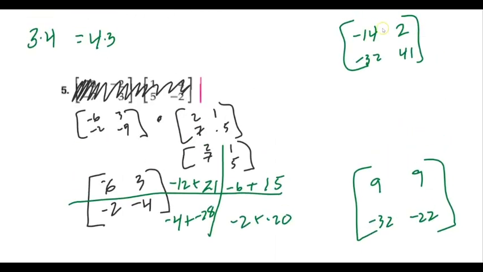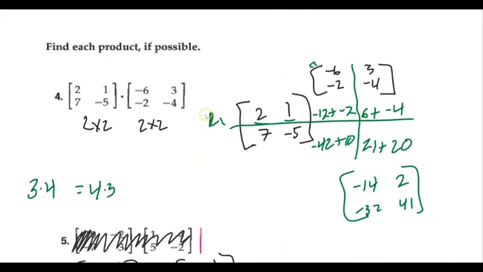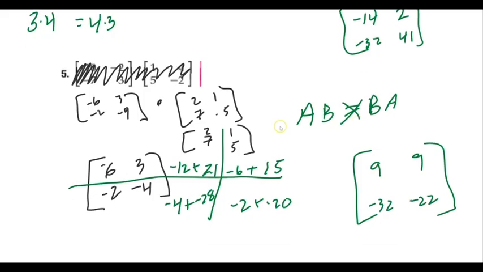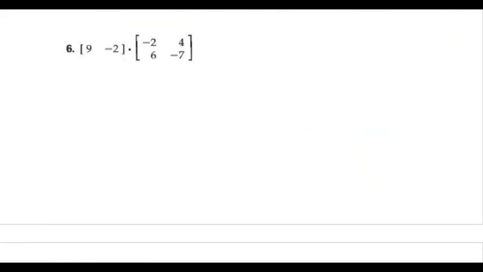Very different than the one I got over there. Matrices are not commutative, unlike normal mathematics. It's a very special property, but A times B does not equal B times A in matrices. These are not the same. Keep that in mind. Matrices are special. Let's do a couple more examples with different numbers.